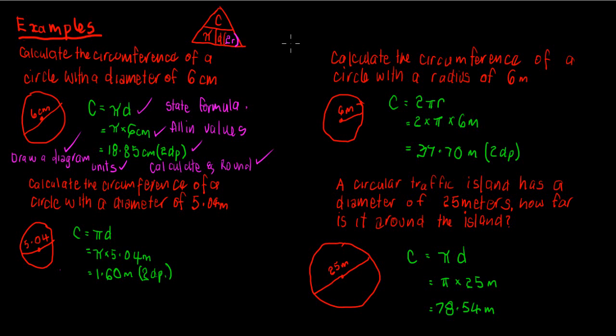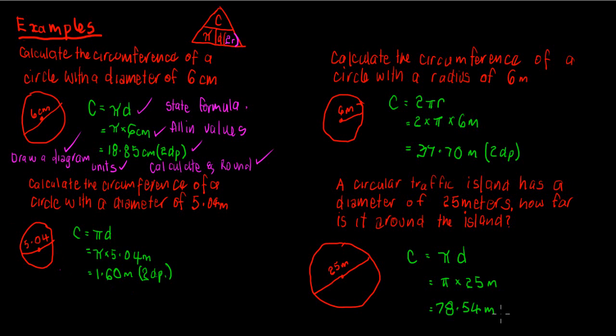Okay, draw the diagram. Put in the diameter. C equals pi d equals pi times 25 meters. Okay, multiply it out. 78.54 meters. And in this particular case here, I've forgotten to put in what I've rounded it to, so I'm just going to do that now.